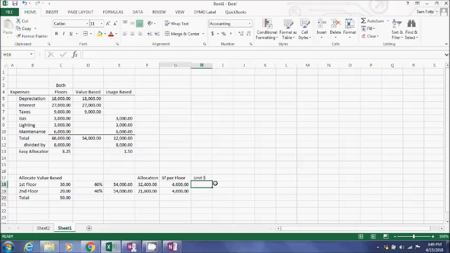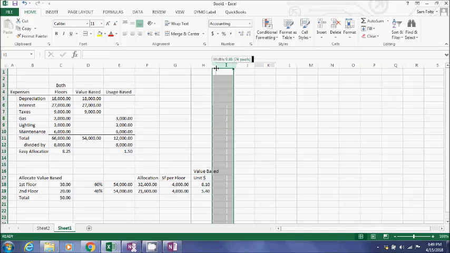And in order to find the unit price per floor, I'm going to take the 32,400 divided by 4,000. And I'm going to take the 21,600 divided by 4,000. And I get my unit price per floor. There it goes again. Getting a little crazy on me. 810 and 540. But this was for our value-based allocation. The unit price that we're looking for here, but we've had to separate it per floor.